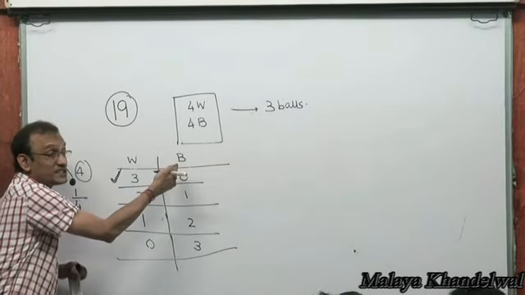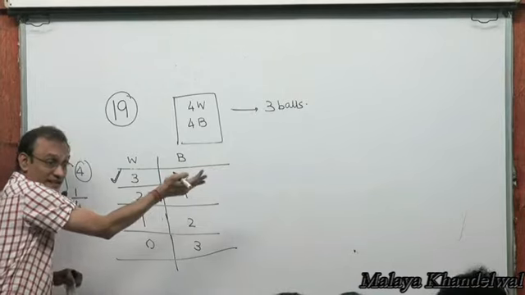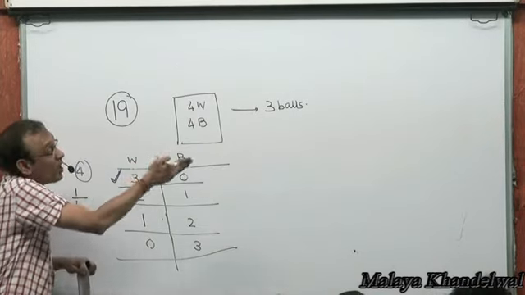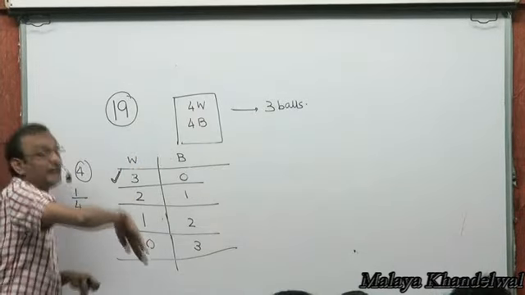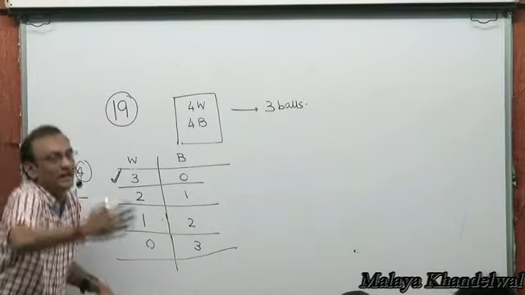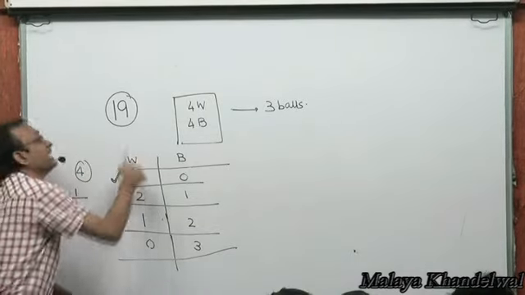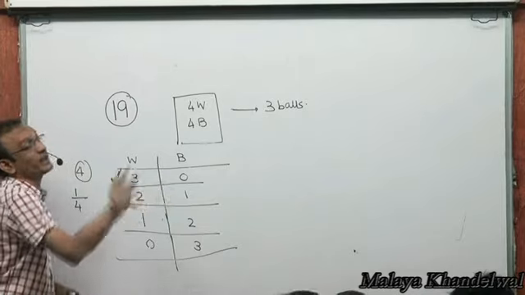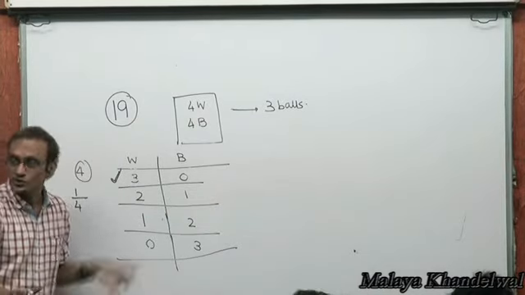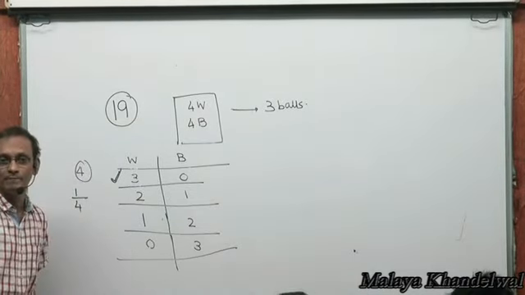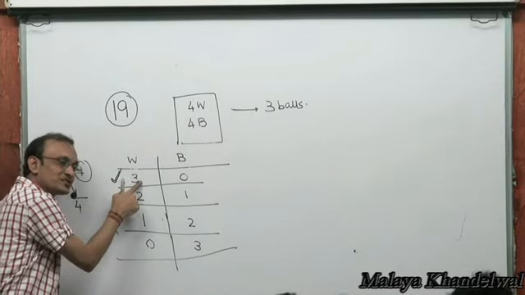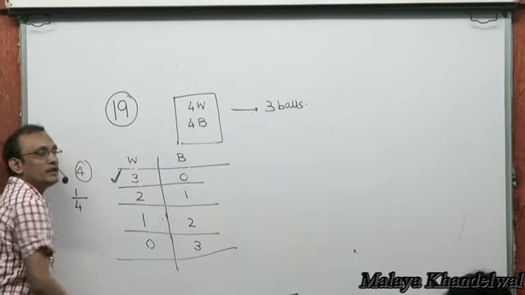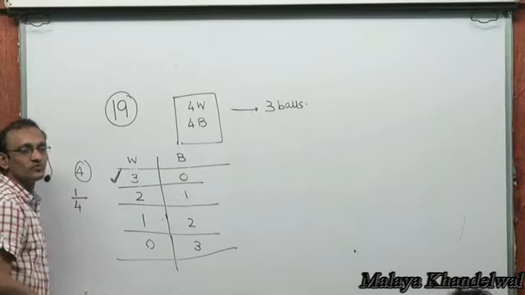Because the white balls are indistinguishable, the black balls are indistinguishable. So choice of 3 balls is about how many white and how many black. Not which white and which black, but how many white and how many black will distinguish one selection from another. So there are only 4 selections possible, out of which this is the favorable selection. So probability would be 1 by 4. Yes or no? Got me?